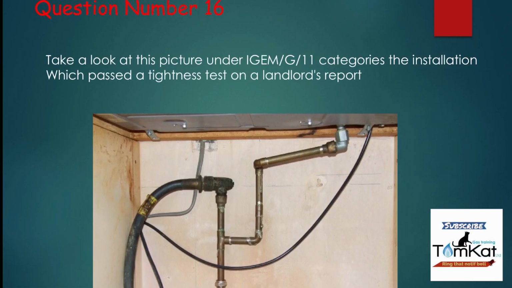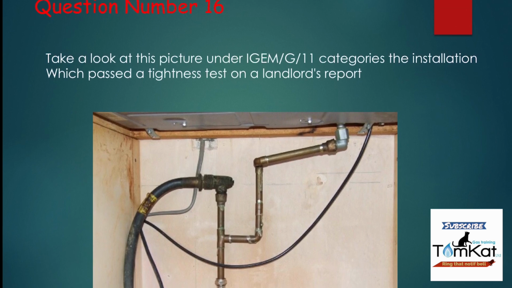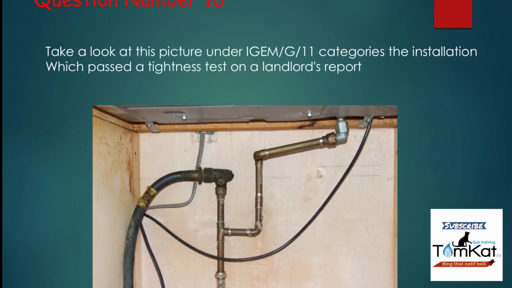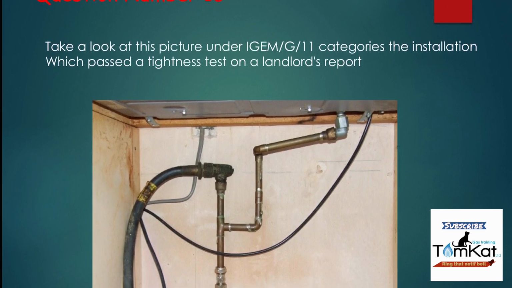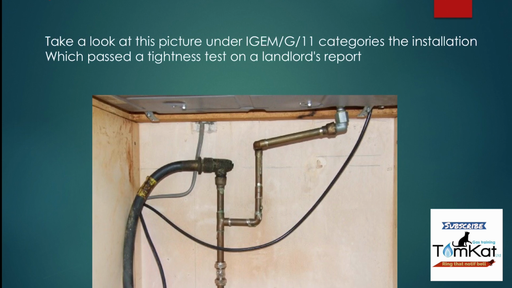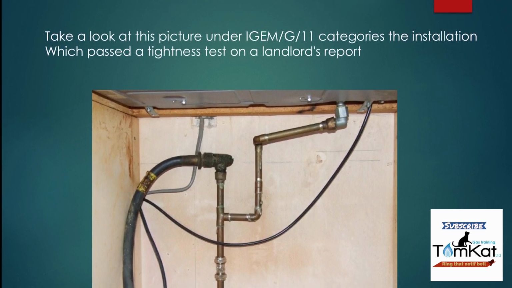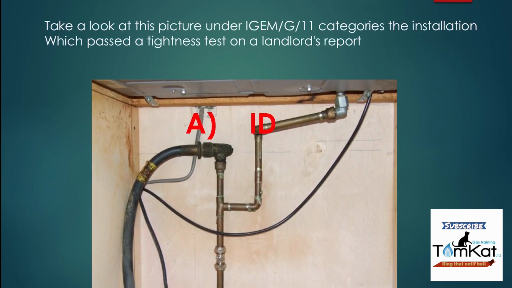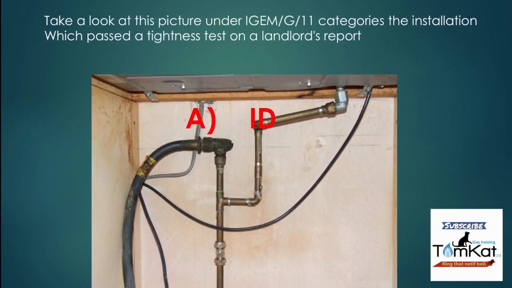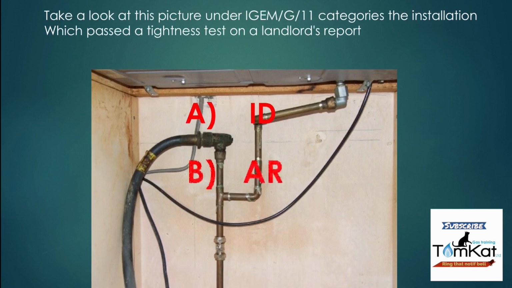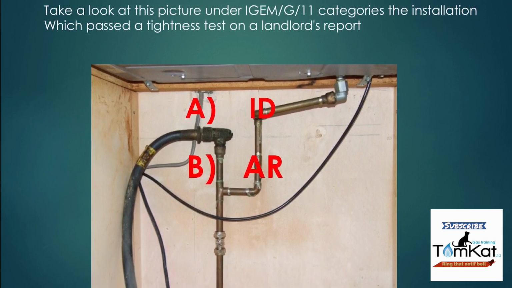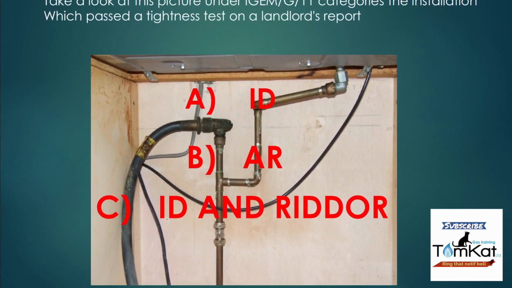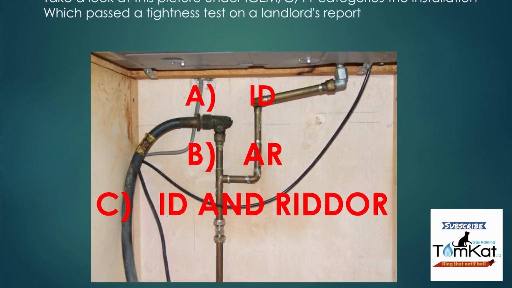And now for question 16 in part 6. Take a look at this picture. Under IGEM G11 of the Unsafe Situations Procedure, categorise the installation which has passed a tightness test on a landlord report. Is it A, ID? Is it B, at risk? Or is it C, ID and RIDDOR? And that is the end of question 16 in part 6.